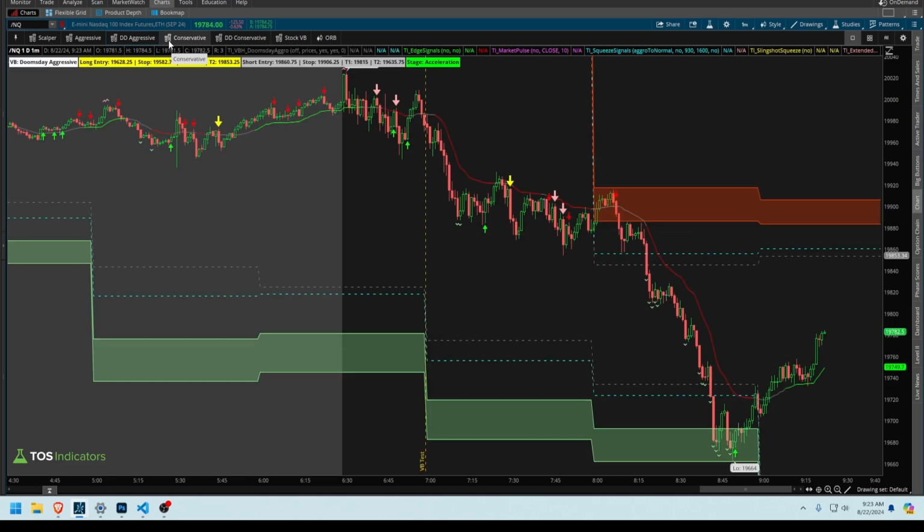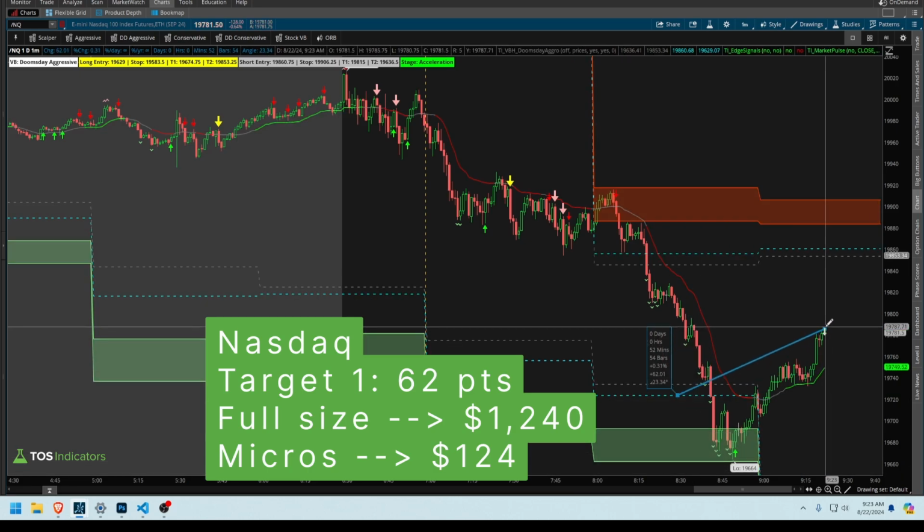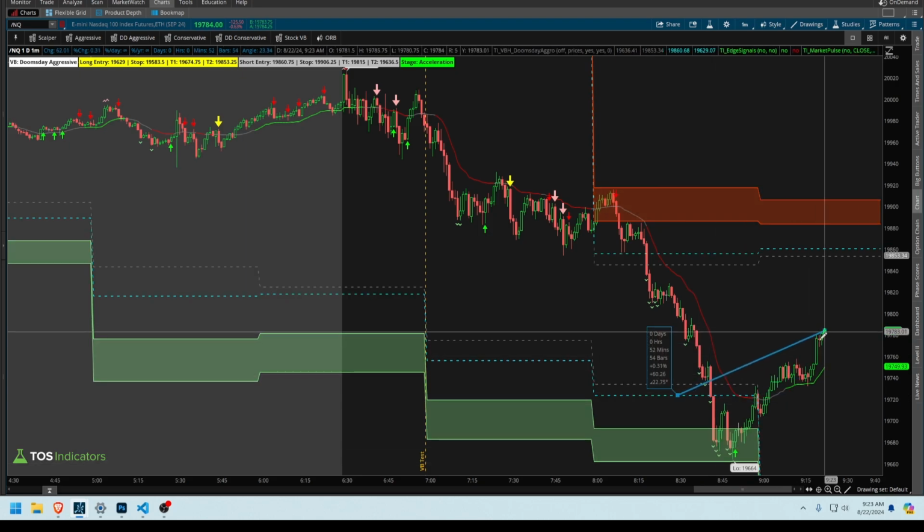We had broken outside of the aggressive and scalper models on the doomsday aggressive models here. And the Nasdaq also continued to keep making its way up. And we've now hit the target here. 62 points is what we were looking at. This candle should have hit the target on the other orders.